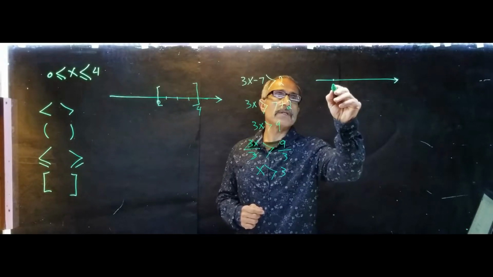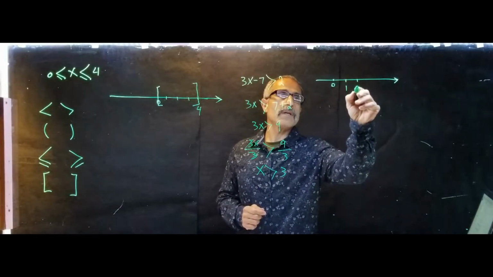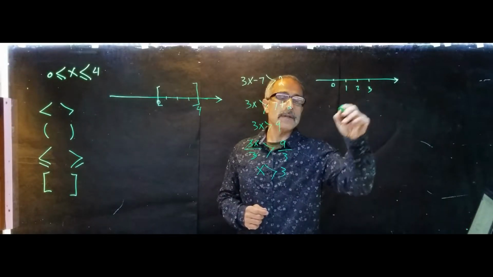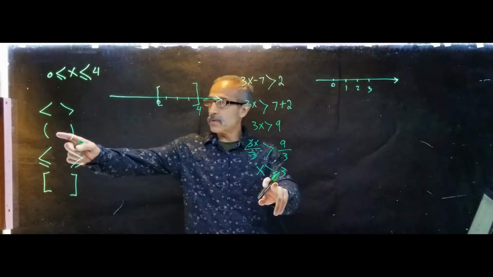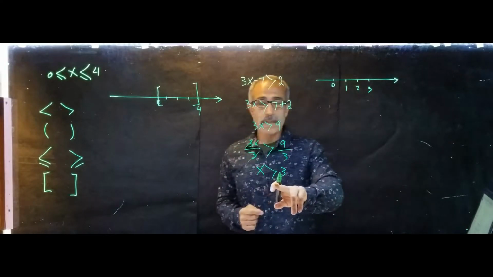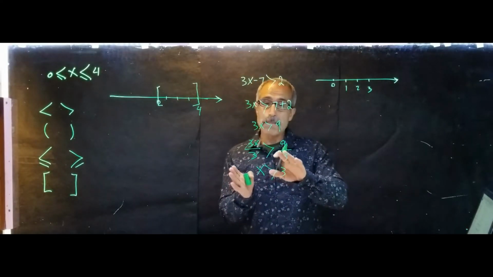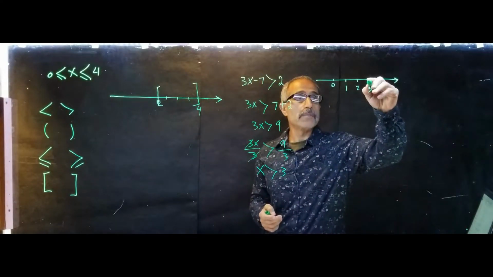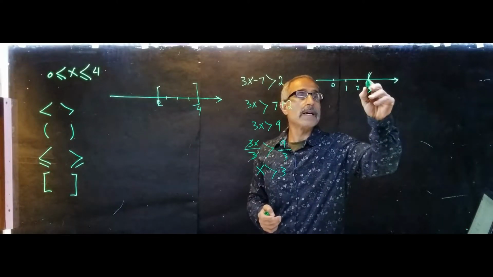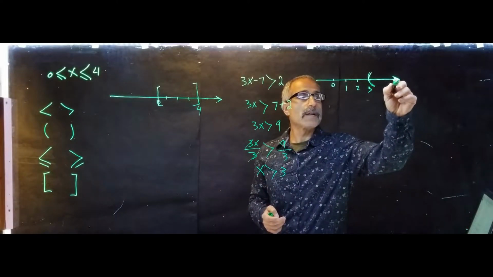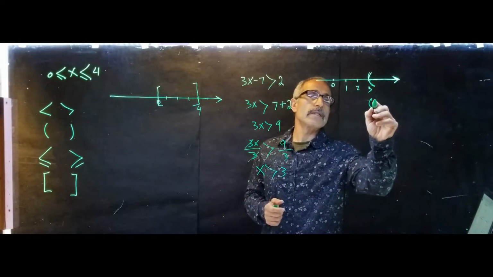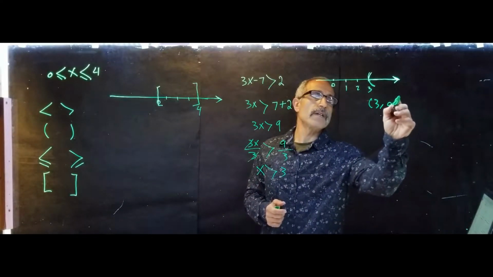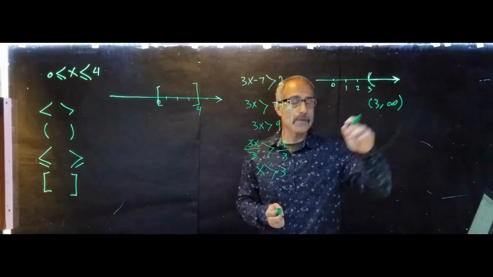and this being 0, 1, 2, 3. Remember, it's bigger than here. There's no equal sign, so we're going to use a parenthesis. So it's going to be x is bigger than 3. Bigger than 3 is like this, and it's going to go forever. There you go. This is 3 and infinity, because it's from here forever.